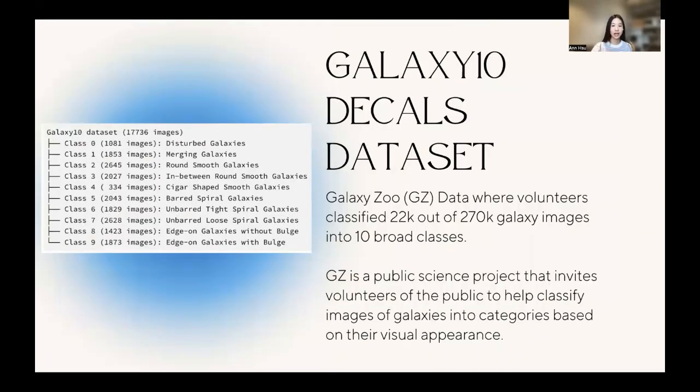Our data set is the Galaxy10 DECaLS data set. It is originally developed from the Galaxy Zoo data. The version that we use uses the images from DECaLS, which has higher image resolution and better image quality. And the images can be classified into these 10 classes.